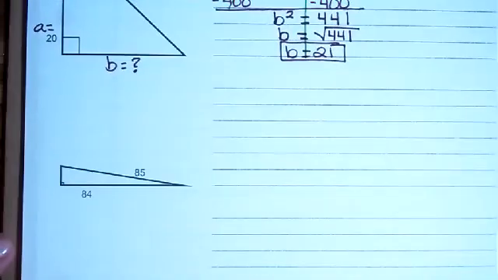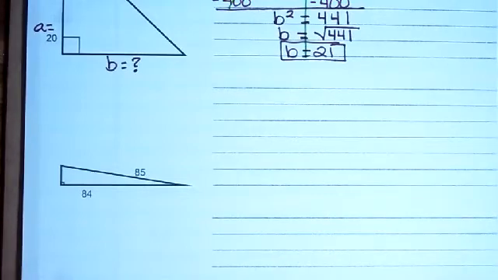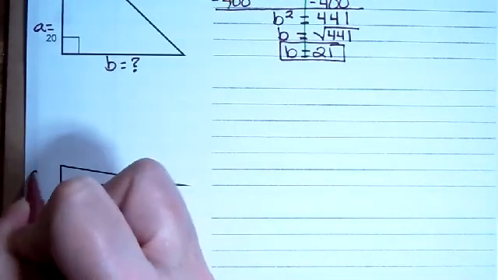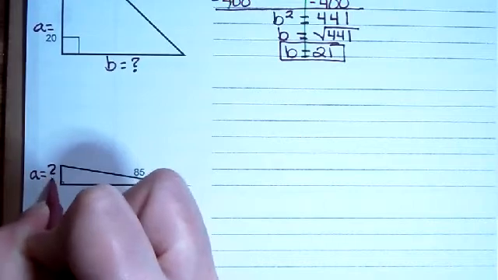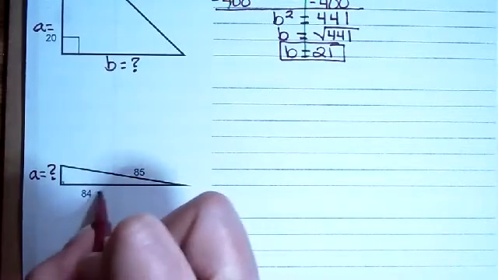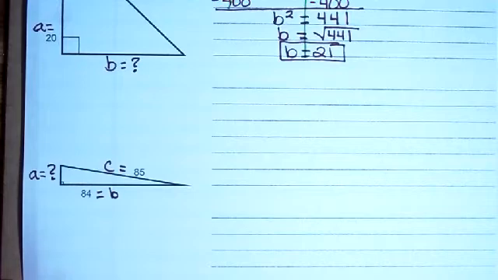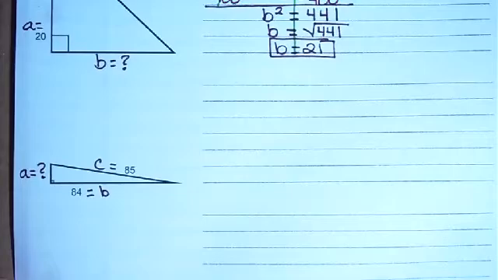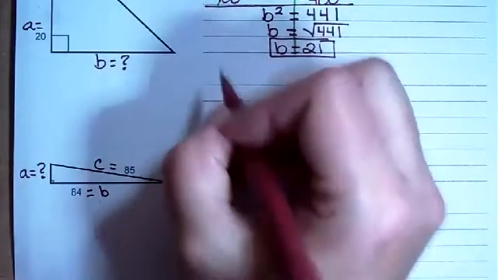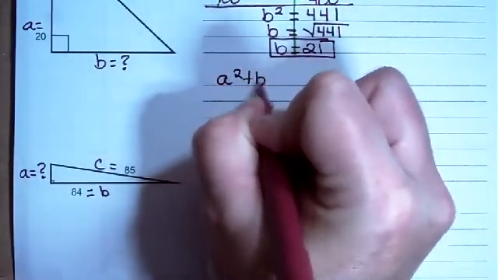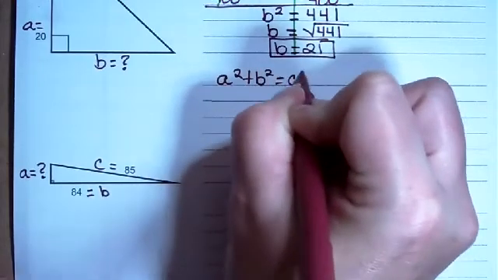Now, example 3 on our notes. This is another one that's missing A because I'm missing this side right here. So I'm missing A, but I know B is 84, and I know C is going to be 85. So different numbers, same exact steps. So first thing I'm going to do is write down my formula: A squared plus B squared equal to C squared.